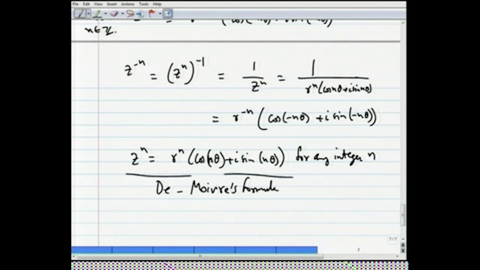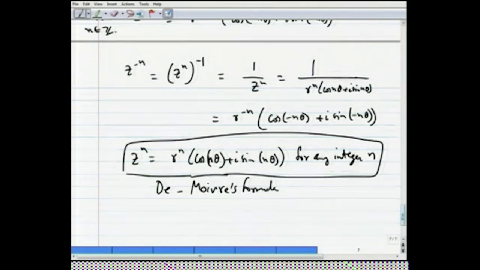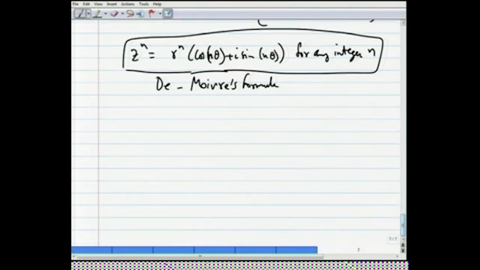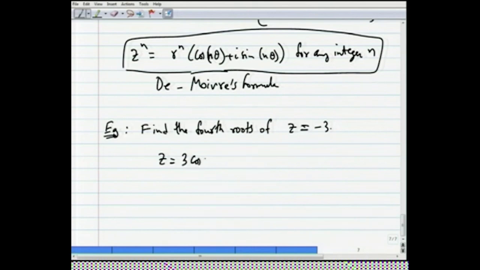All right. So de Moivre's formula can be put to use at least in the following way. Here is an example. Find the fourth roots of z equals minus 3. So consider this example, z equals 3 cosine pi plus I sine pi. If we take the argument of z to be pi, we can write z like that, 3 times cosine pi plus I sine pi.